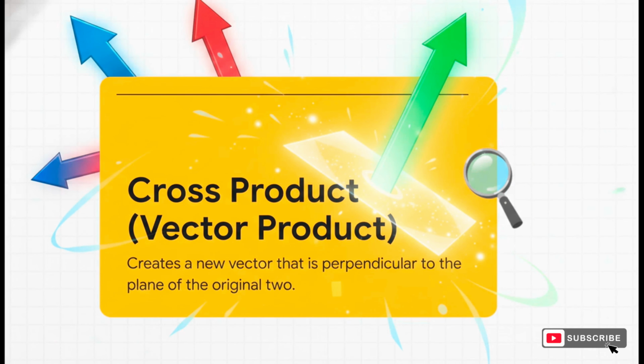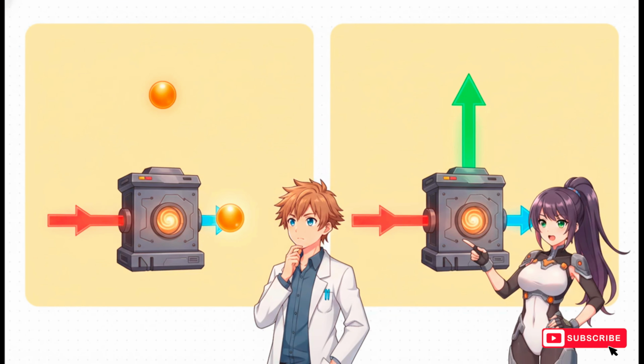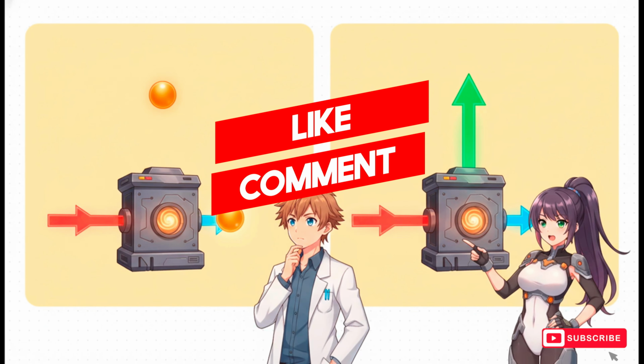Now the cross product is totally different. This one actually creates a brand new vector. And to figure out its direction, we use a neat little trick called the right-hand rule. So let's lock this in. Dot product gives you a scalar. Cross product gives you a whole new vector.